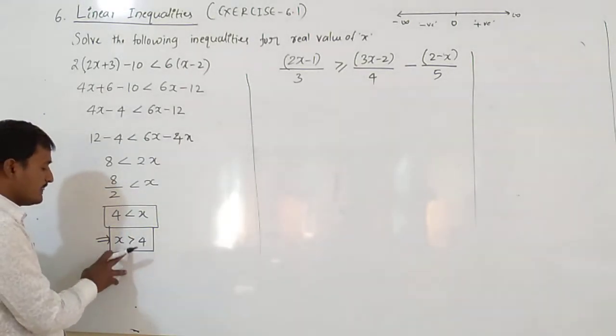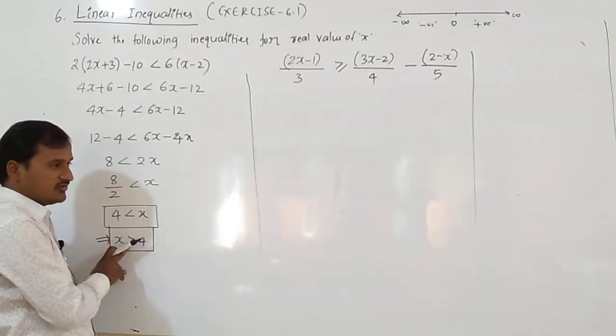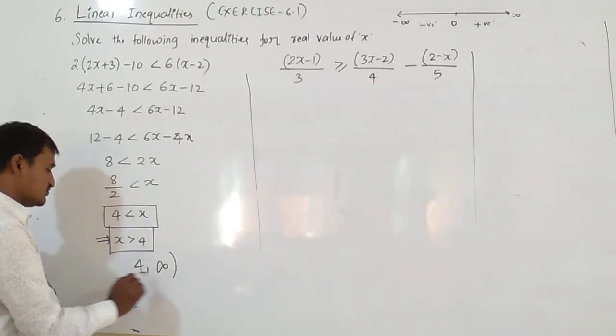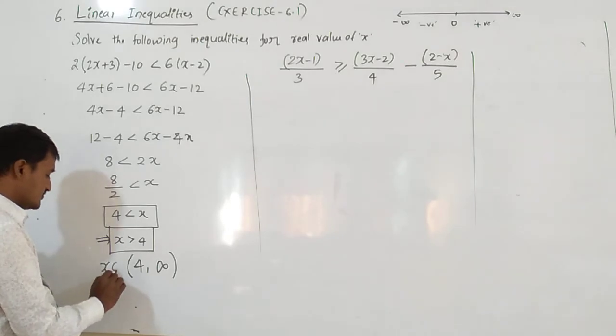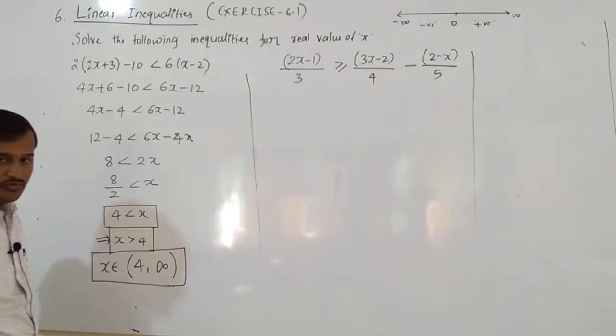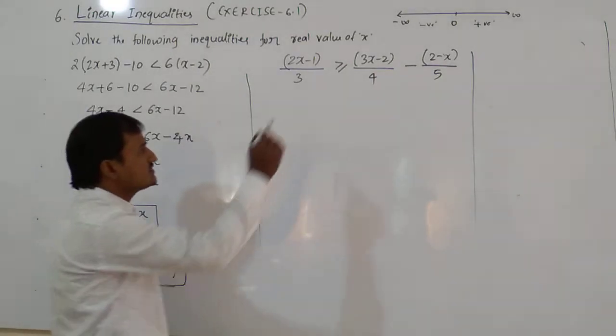So what are the real numbers more than 4? It is 4 to infinity. Here it is open, here open. x belongs to this interval, 4 to infinity. Next, this one.